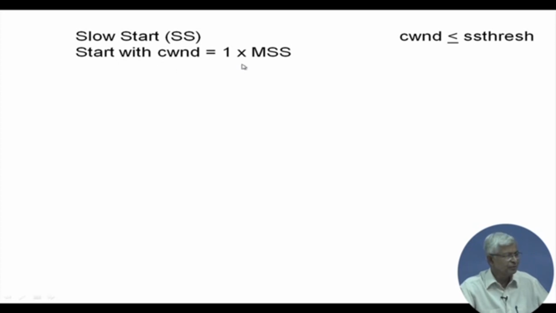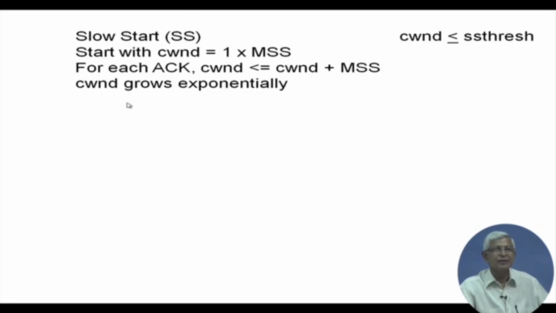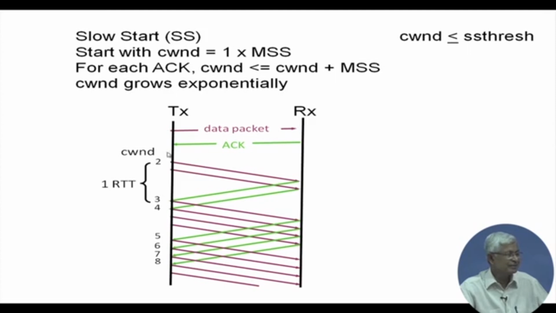Start with CWND 1 into MSS, then for each ACK of this MSS, the CWND will be increased to whatever CWND earlier was plus 1 MSS, and CWND obviously grows exponentially. Let us try to understand with this picture.